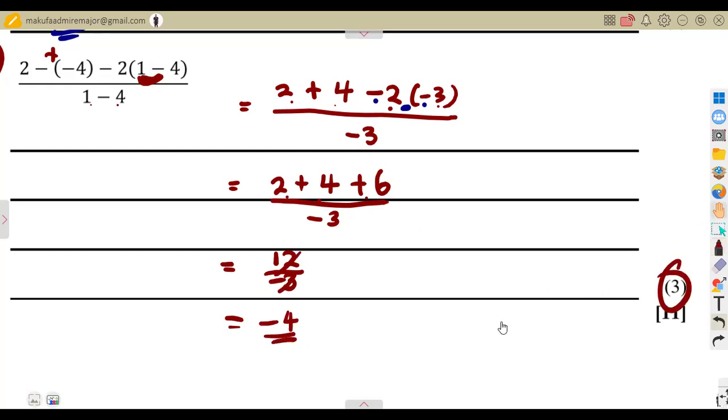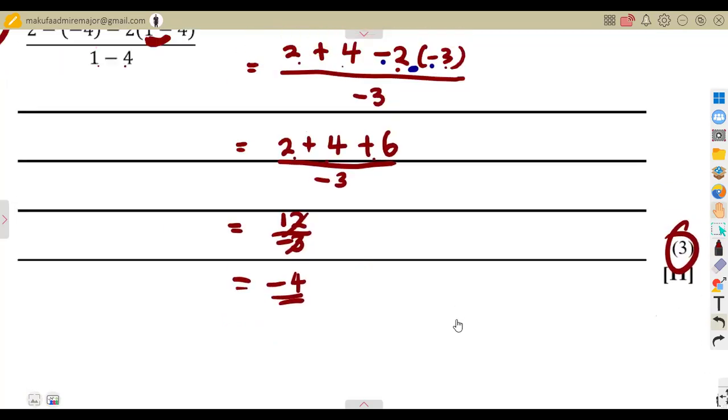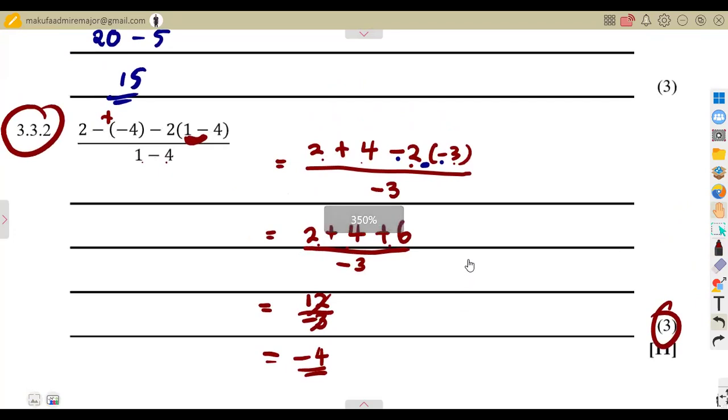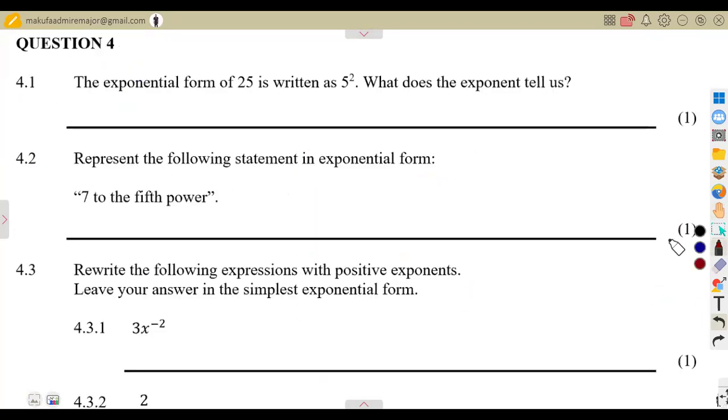Guys, that's a lot in exam. Just to lose these marks, it's not as easy as it can be. Let us revise as many questions as we can.